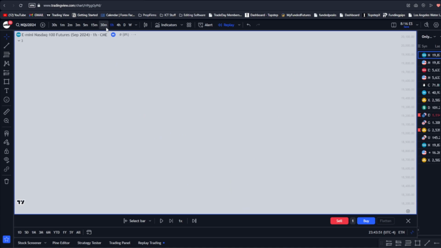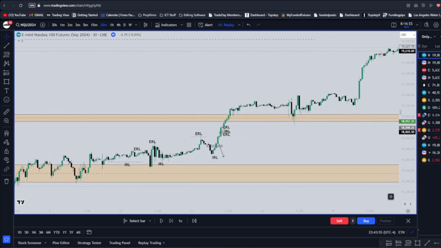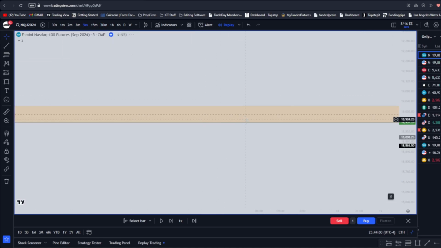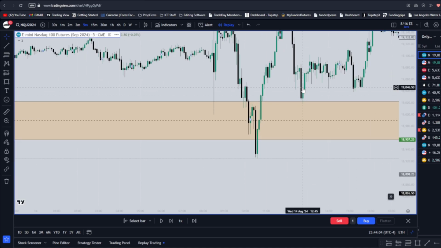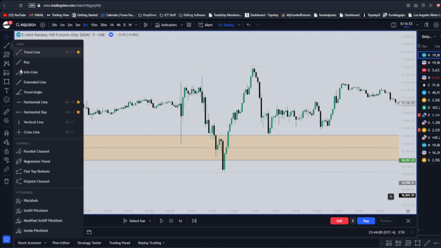Okay, dropping down to a lower time frame. Let me go to a 5-minute. So here is our silver bullet time.